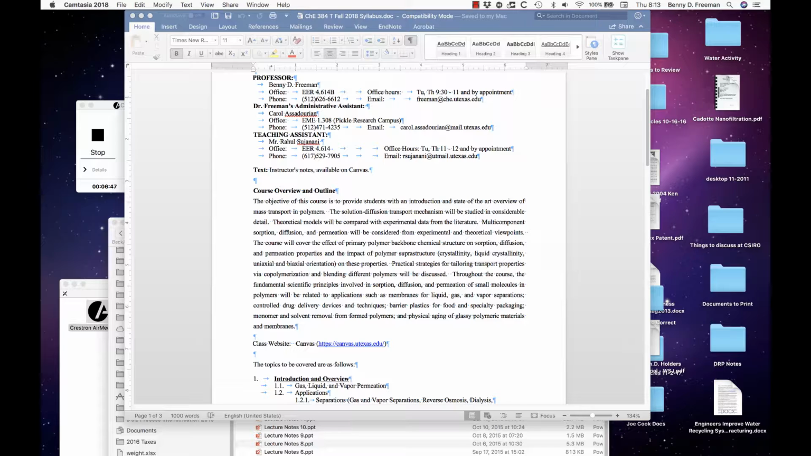The course is going to be focused on both an introduction and state-of-the-art overview to mass transport in polymers, and that's largely in membranes. We'll talk about the so-called solution diffusion mechanism that underpins the performance of the vast majority of membranes used in applications like gas separations, desalination, controlled drug delivery, and other applications. And a lot of this will be about introducing you to the basic concepts, but also pointing you to the key literature in the field.